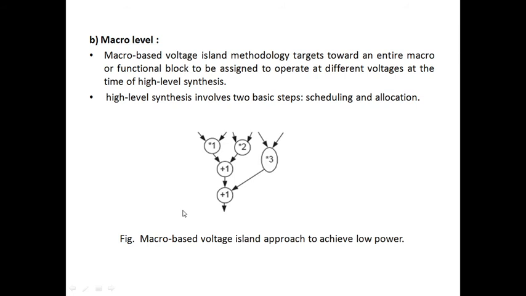Finally we conclude that when you use multi-level voltage scaling, the power dissipation is decreased by 10 to 50%, with an average of 40%. That is the advantage when you use multi-level voltage scaling.